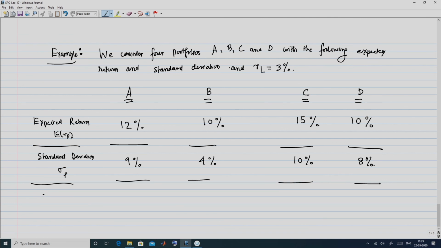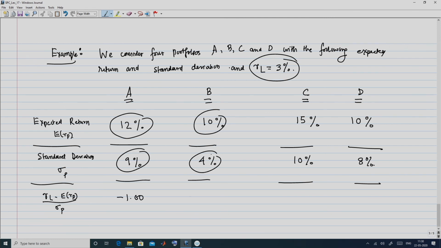Then what is going to be our (R_L minus E[R_p]) over sigma_p? Remember R_L is 3%. So, in the first case it is going to be 3% minus 12% over 9%. So, this becomes minus 1.00. In the second case it is going to be 3% minus 10% over 4%. So, this is going to be minus 1.75. Likewise, we will have minus 1.20 and in the last case we will have minus 0.875.